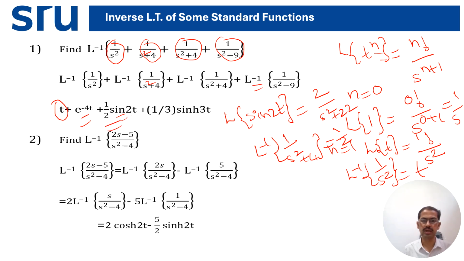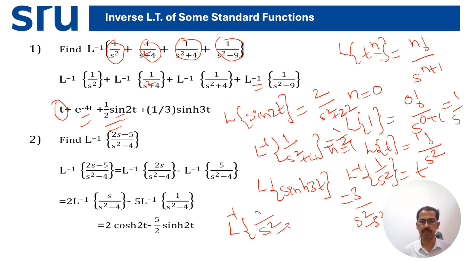Similarly, for s square minus 3 square, what is this? The Laplace transform of sinh 3t is 3 by s square minus 3 square. Now the inverse Laplace transform of 1 by s square minus 3 square is 1 by 3 into sinh 3t. Like this.